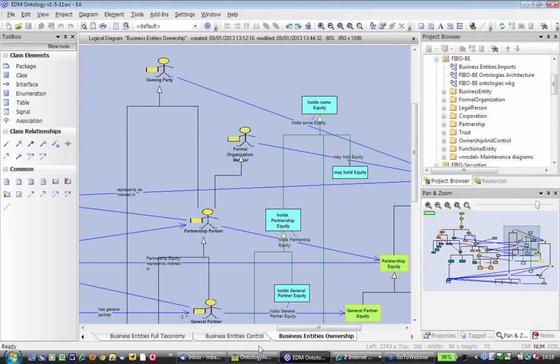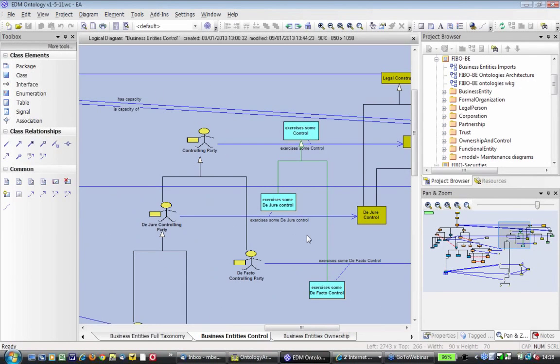Again, you'll see looking at the kinds of equity that different owning parties hold by virtue of their participation in some kind of ownership relationship. So I think I'll pause for breath there.